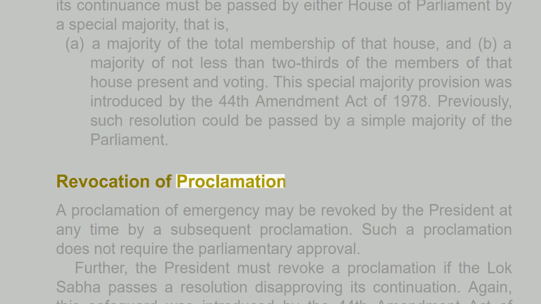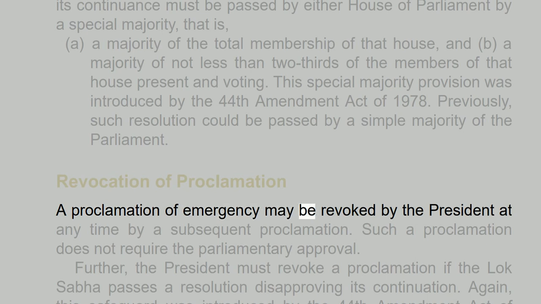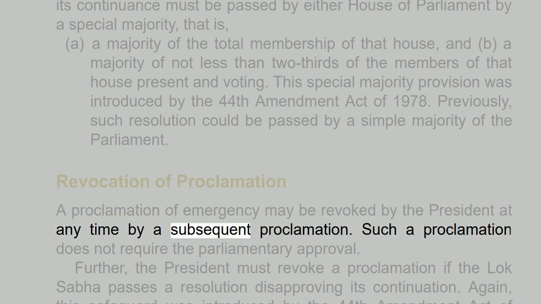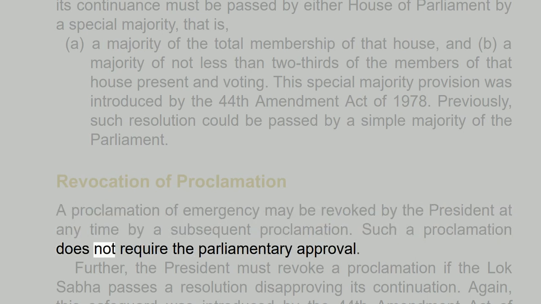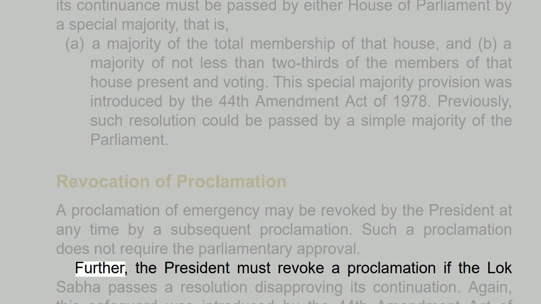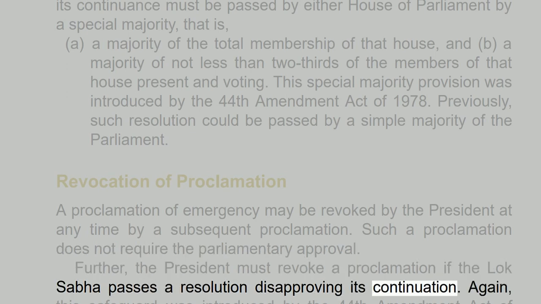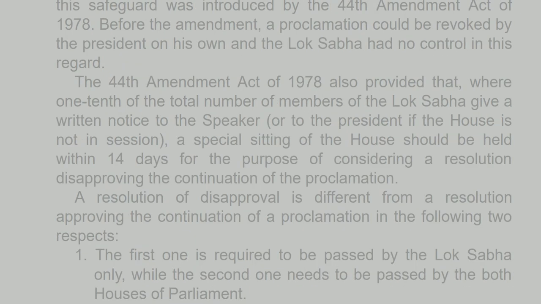Revocation of proclamation. A proclamation of emergency may be revoked by the President at any time by a subsequent proclamation. Such a proclamation does not require the parliamentary approval. Further, the President must revoke a proclamation if the Lok Sabha passes a resolution disapproving its continuation. Again, this safeguard was introduced by the 44th Amendment Act of 1978. Before the amendment, a proclamation could be revoked by the President on his own and the Lok Sabha had no control in this regard.